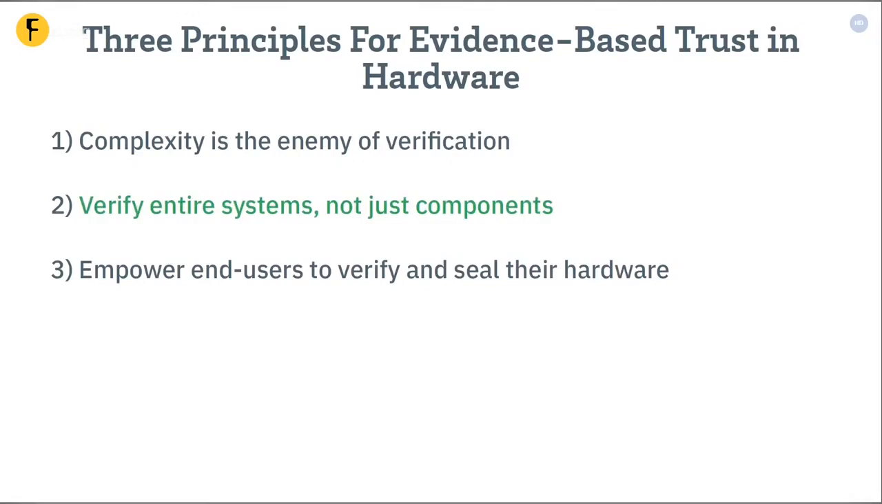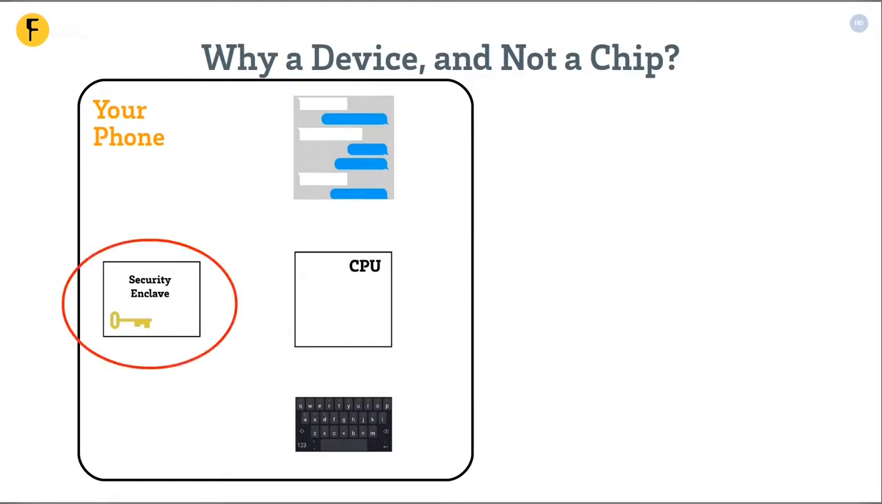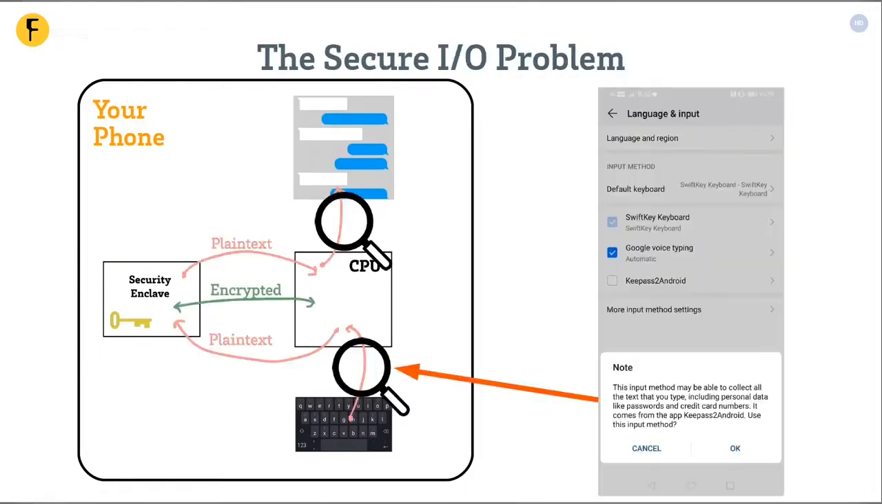The second point is that I think we need to think about it from a system standpoint and not just a component standpoint. If you look inside your phone right now, most of them have this little secure enclave on the inside, which keeps all of your keys, and they don't keep them inside your main CPU because it could be hacked. There's a big attack surface there. The problem is that you have this secure IO problem. Even if you keep your keys inside the security enclave, the stuff that you type and the stuff that goes to the screen is still visible and scrapable.